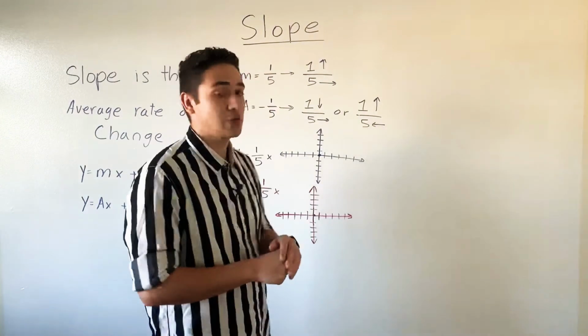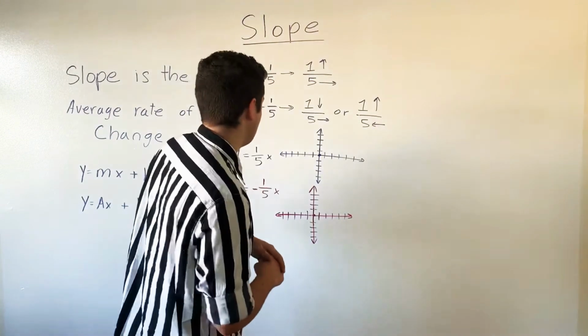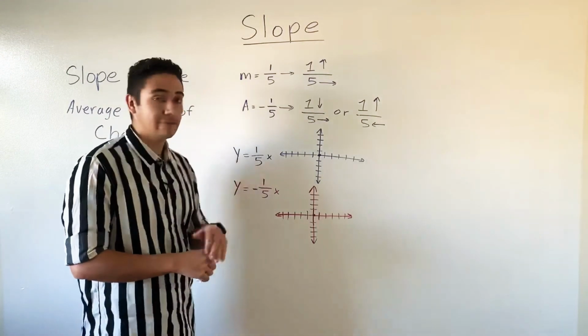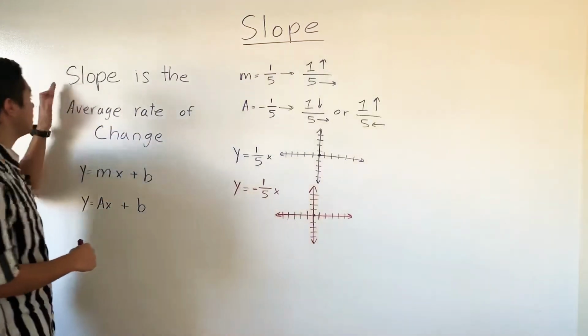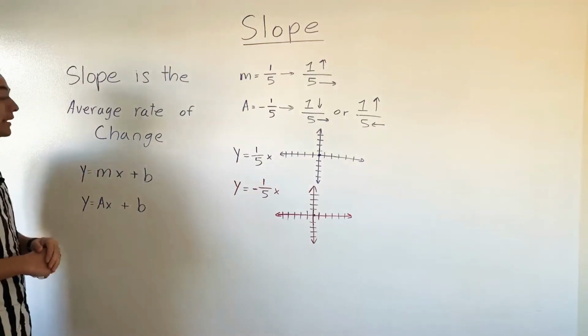But again, this has all just been rise over run, and this has been in the case where you're given a function, okay? So if we do a quick reminder, slope is average rate of change.